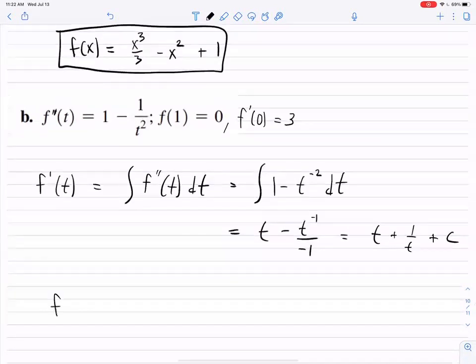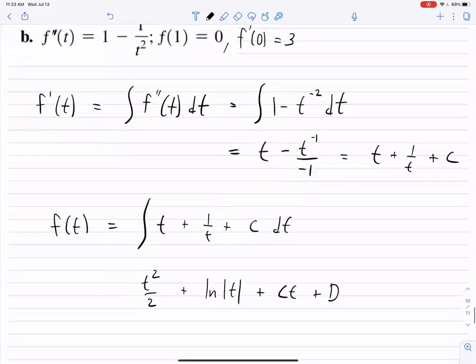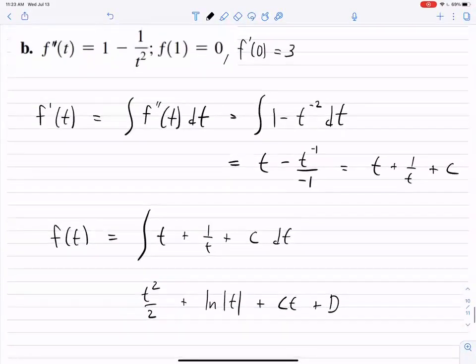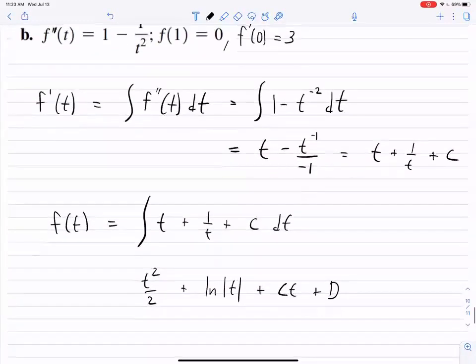And then f of t is the antiderivative of that, which is the antiderivative of 1 plus 1 over t plus c dt. You take the antiderivative of that, you get t squared over 2 plus natural log of absolute value of t, and then plus ct, because that's the antiderivative of the constant, and then plus d. And so now we have all of these things, and we have these initial conditions. And so let's use those initial conditions.